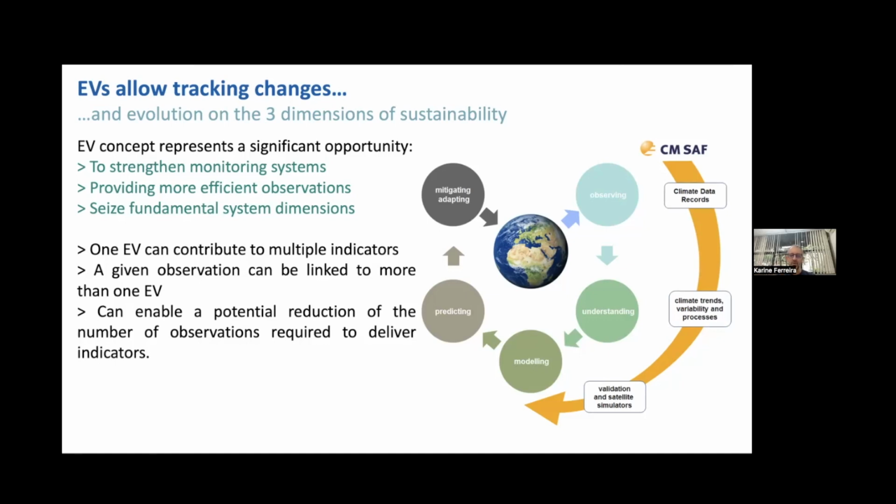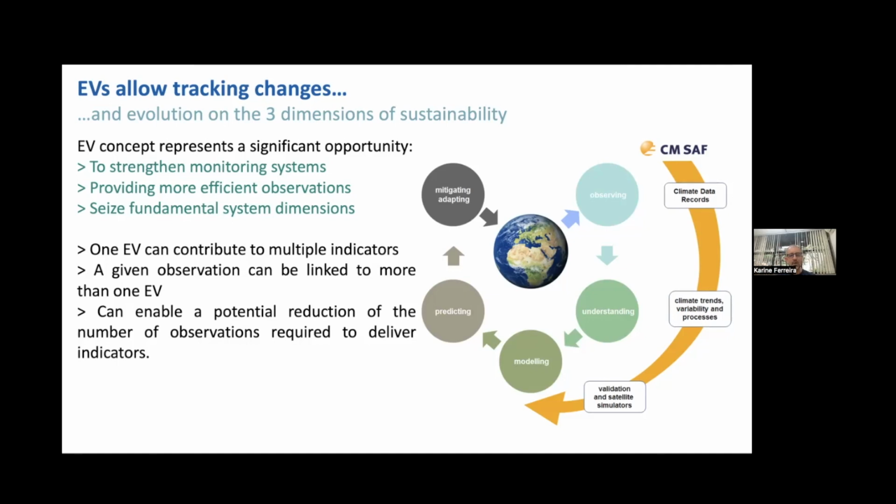And we think that this concept can really bring a significant opportunity, so that it helps to strengthen existing monitoring systems. It can also help to provide more efficient observation, and we can seize the fundamental system dimension. Obviously, what is important to keep in mind is that one essential variable can contribute to multiple indicators, and one given observation can be linked to more than one essential variable. So through that concept, we can also make the monitoring systems more efficient, so that we're also able to reduce maybe the number of observations required to deliver given indicators.